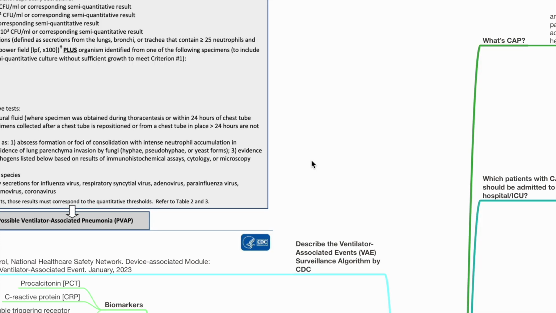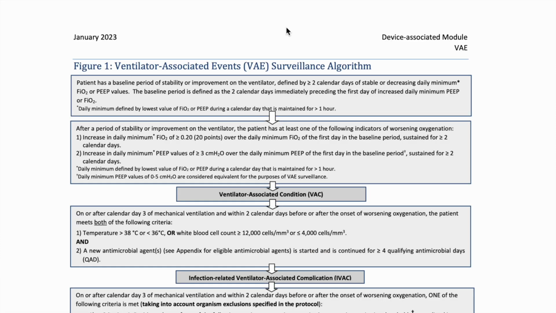Describe the ventilator-associated events surveillance algorithm by CDC. This figure shows the VAE surveillance algorithm from CDC 2023. After a period of stability or improvement on the ventilator, which is defined as 2 days or more of stable or decreasing daily minimum FiO2 or PEEP, the patient has at least one of the following indicators of worsening oxygenation: increase in daily minimum FiO2 of 20% or more, or increase in daily minimum PEEP values of 3 cmH2O or more, then these patients are labeled as having ventilator-associated condition.